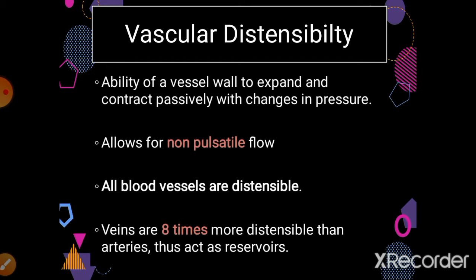So what do you think? Which of these two vessels is more easy to distend or stretch? Yes, you're right. The veins are easier to stretch as they have less elastic tissue, while arteries are more difficult to keep distended as the elastic tissue in their wall tends to recoil and bring them back to their original shape. So, both veins and arteries are distensible to some extent, but veins are 8 times more distensible than the arteries.